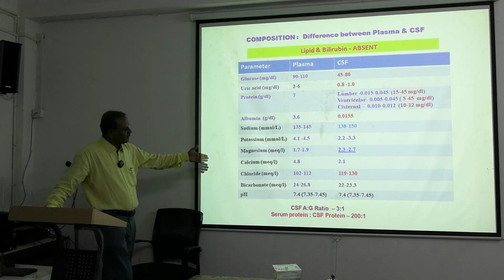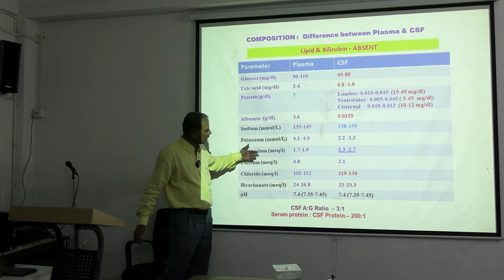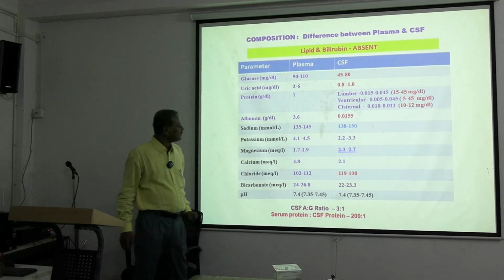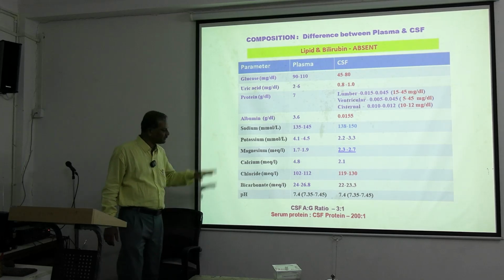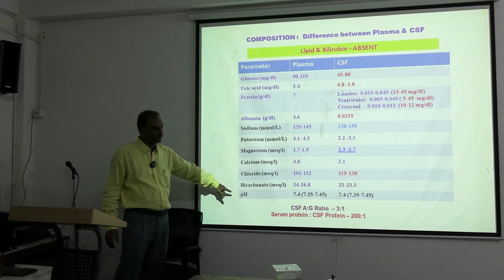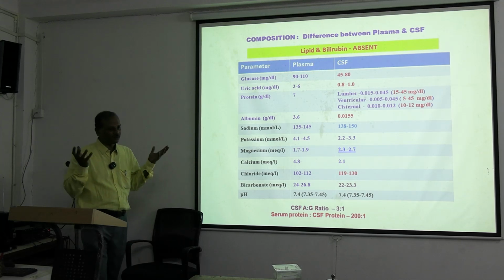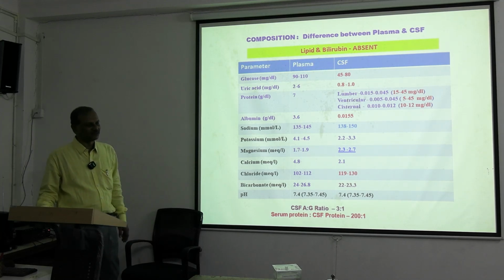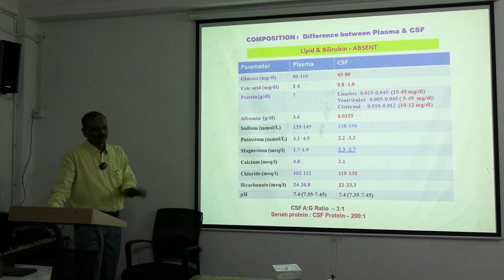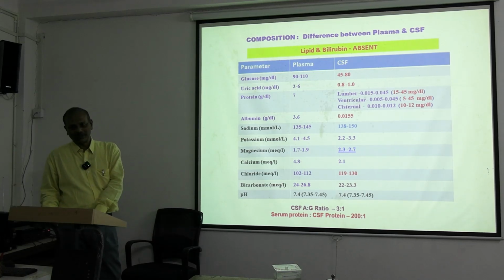If you look at the other parameters, magnesium concentration is slightly higher, as is chloride concentration. Sodium concentration remains almost the same. This is just for your understanding. And look at the pH, it is almost the same as blood, because brain cells also have to be kept at the same pH as the blood. It is not like urine, urine is normally acidic.